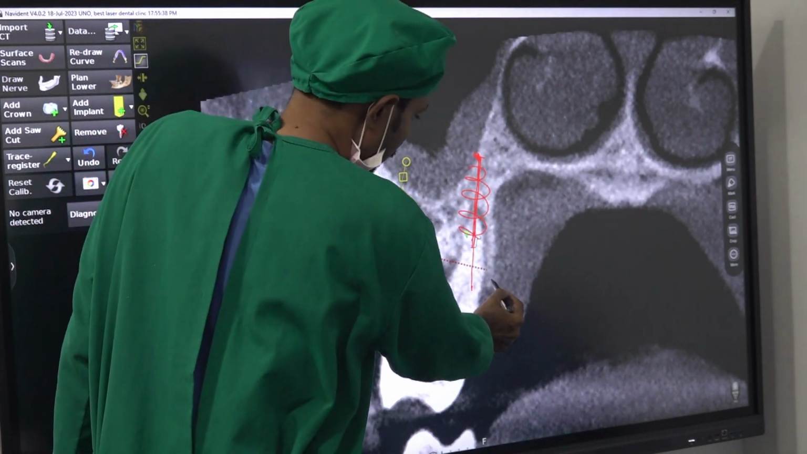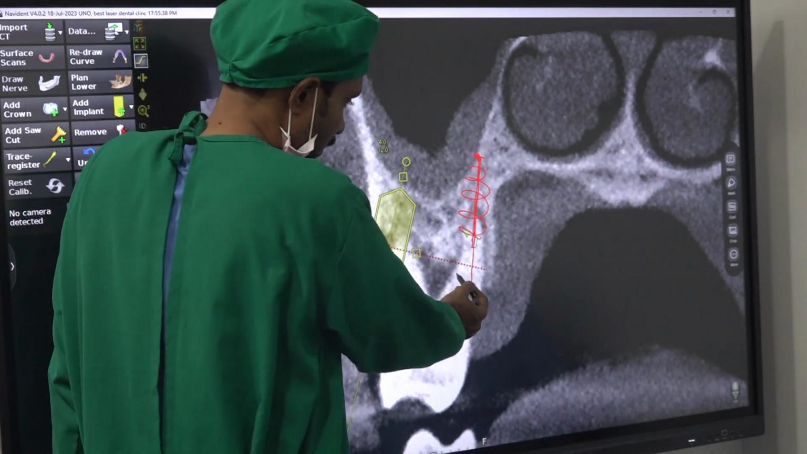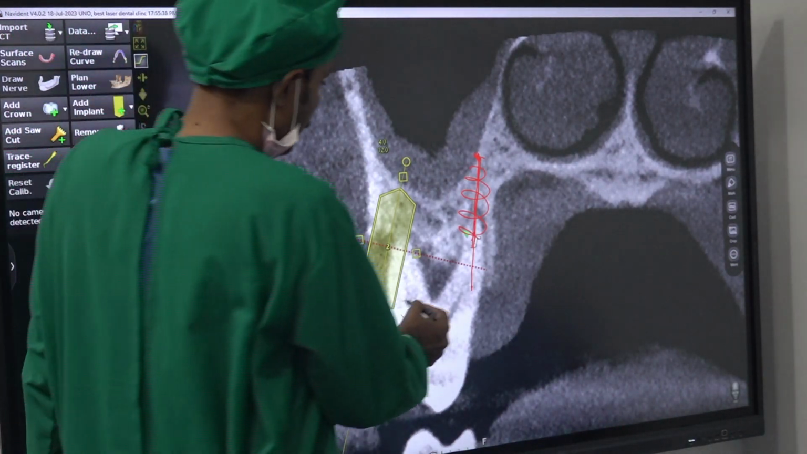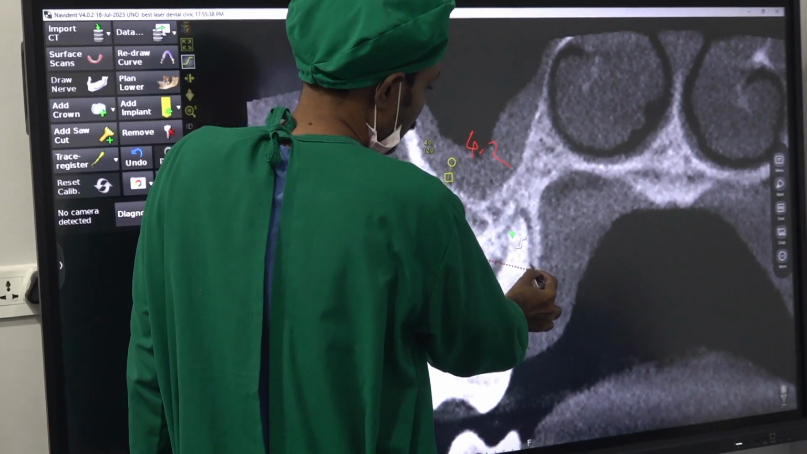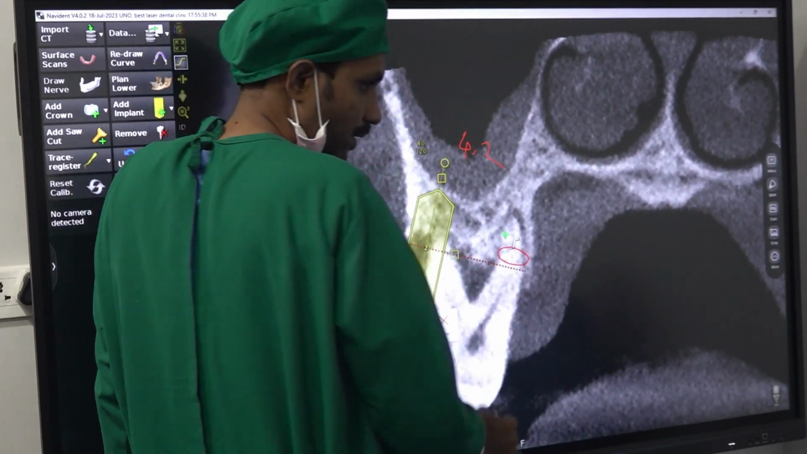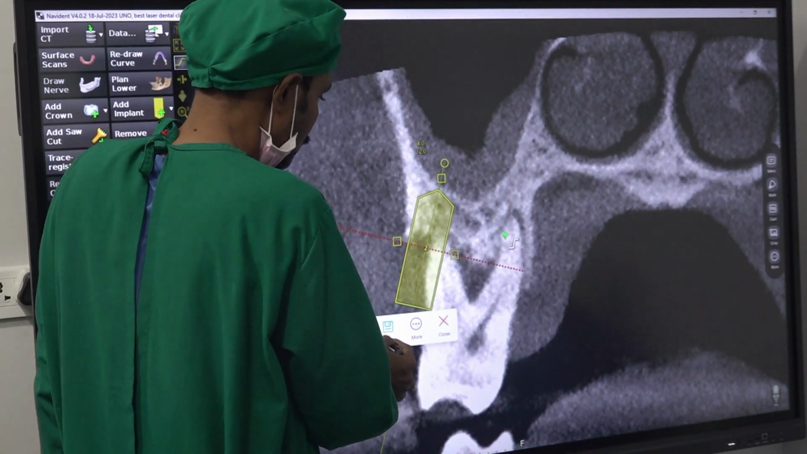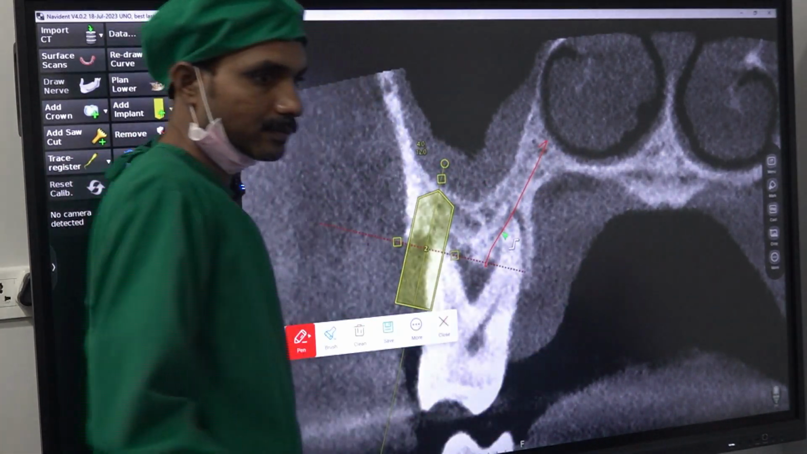If you do a minimal alveoloplasty here, some good bone is there. Even if 2 or 3 threads are exposed, if you are okay with that, we can place a 4.2 millimeter implant. So the 4.2 will get stability from here, and you may go till here. Or if we want to do some heroism, we can go this way.